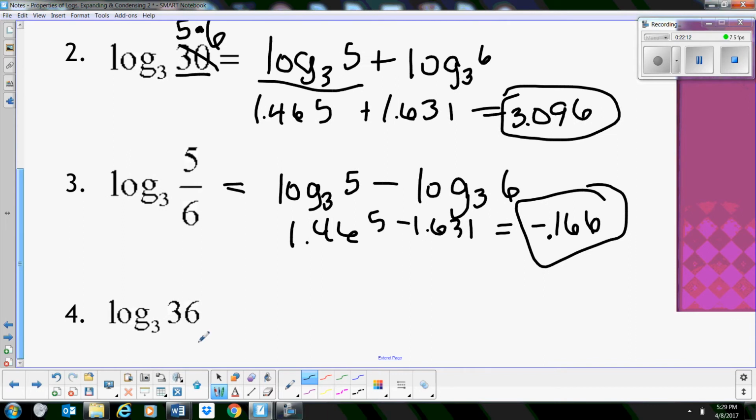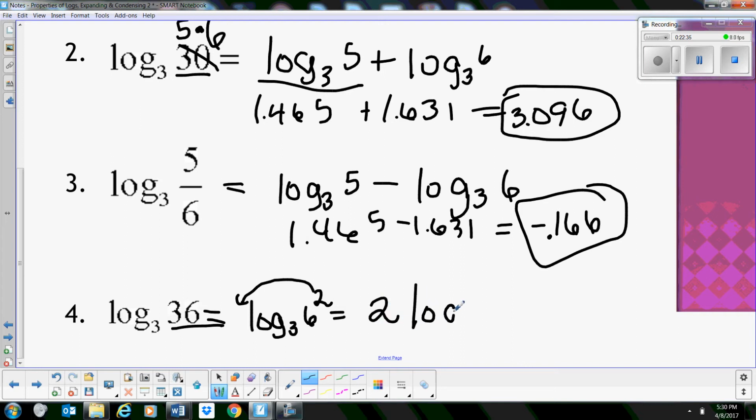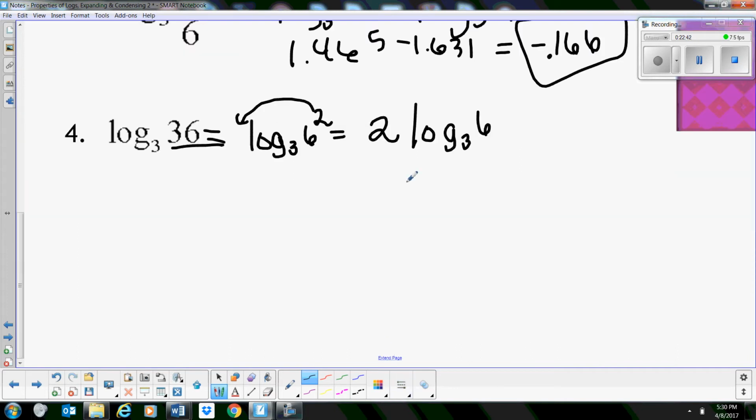Now this one is a little different. We've got 36. Well, that can't be written with 5s and 6s, but we can write it with what? We can rewrite 36 as 6 squared. So we're going to rewrite that. Now what do we know about the power rule? We can then bring this down, so it's 2 times the log base 3 of 6. So now we're going to substitute here for log base 3 of 6.